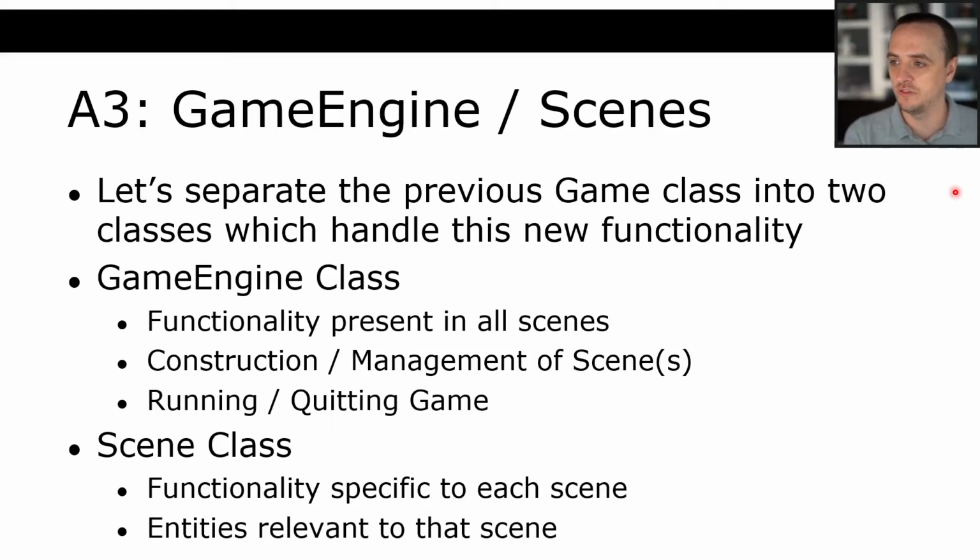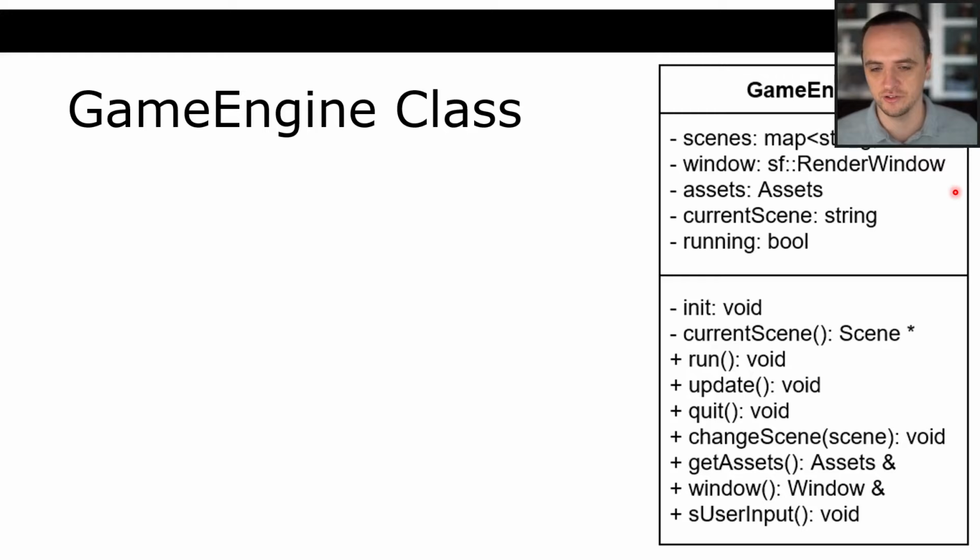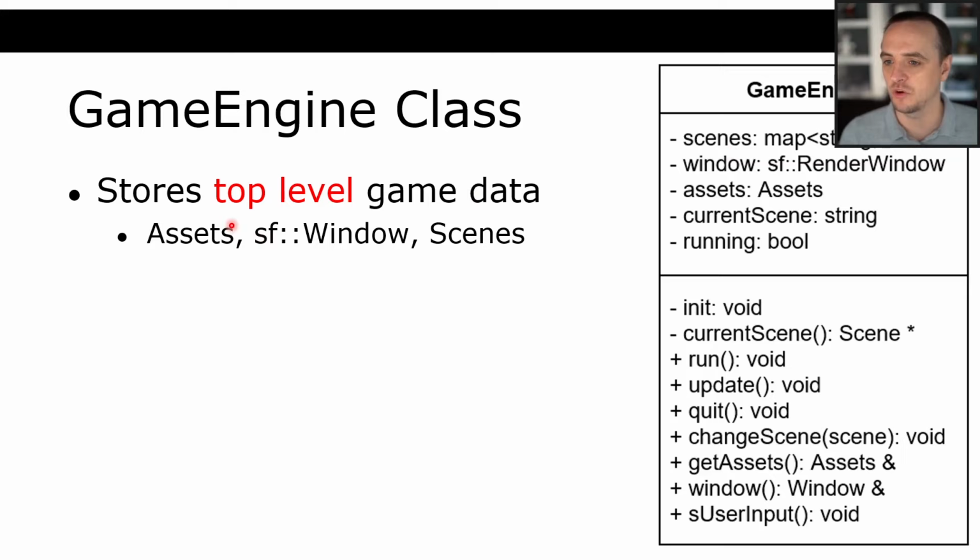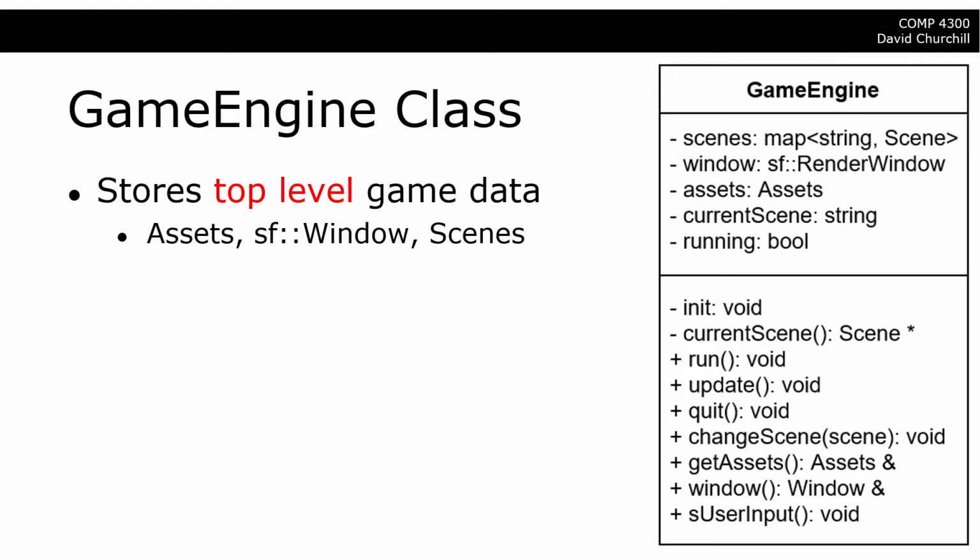Okay, so let's have a look at the game engine class. So over here, I've got a diagram of the game engine class. First, it's going to store all the top-level game data. So it's going to store the assets, it's going to store the window, it's going to store the scenes. So up here, you can see that we have a map from strings to scenes. And what this is going to do is it's going to allow us to store all the different scenes in our game mapped by a string.